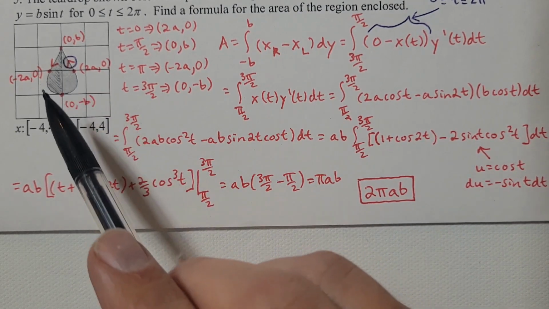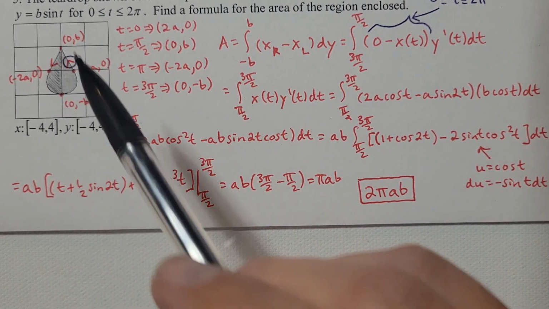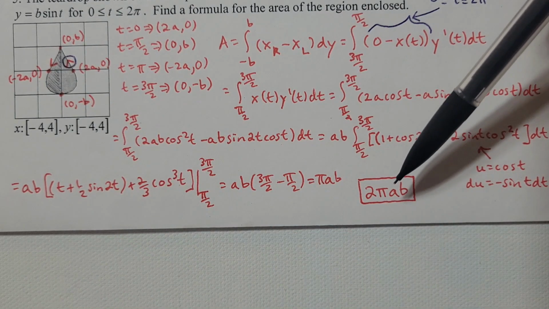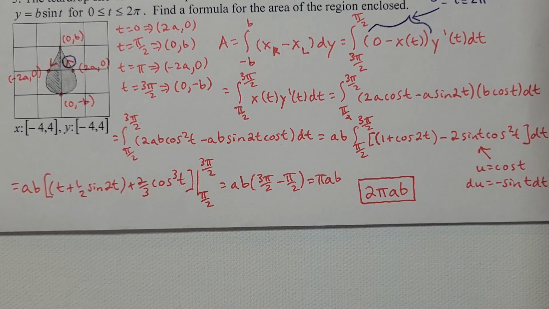Now that's the area of half of this teardrop. Okay, so the area of the complete shaded region there would be when I double that. So 2 times pi times a times b is the answer. Okay.